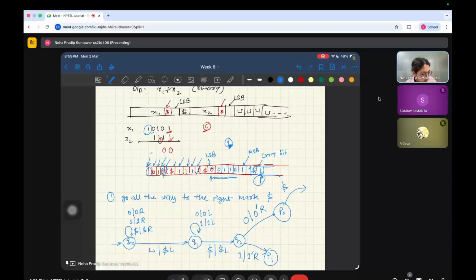So skip over the dollar, go to the right, and at q3 you skip all the zeros and ones. Skip the zeros, skip the ones, and then eventually you'll see another dollar. If you have skipped all of them, you will see another dollar here. So you skip over that dollar, and now you are looking at the LSB of x2.